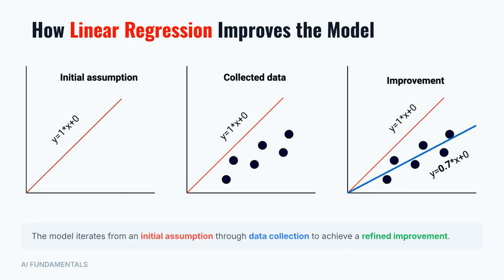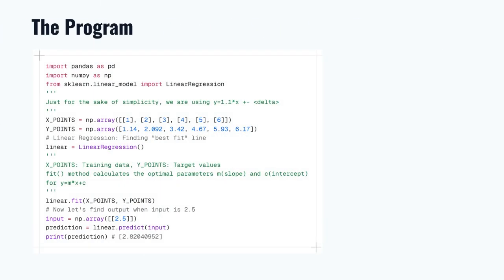Linear regression improves through an iterative process. It starts with an initial assumption and uses data collection to progressively refine the model for a more accurate outcome. This code snippet illustrates linear regression using scikit-learn. The fit method is used to calculate the optimal slope and intercept from the training data, and the predict method is used to generate output.